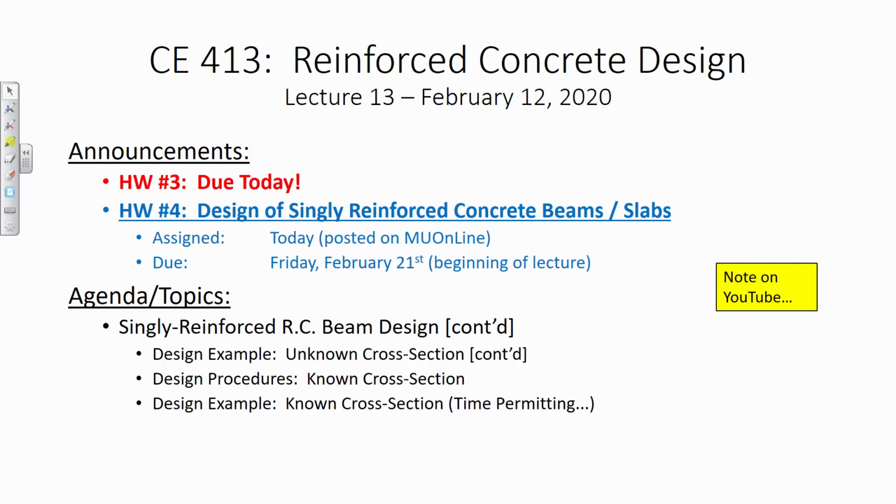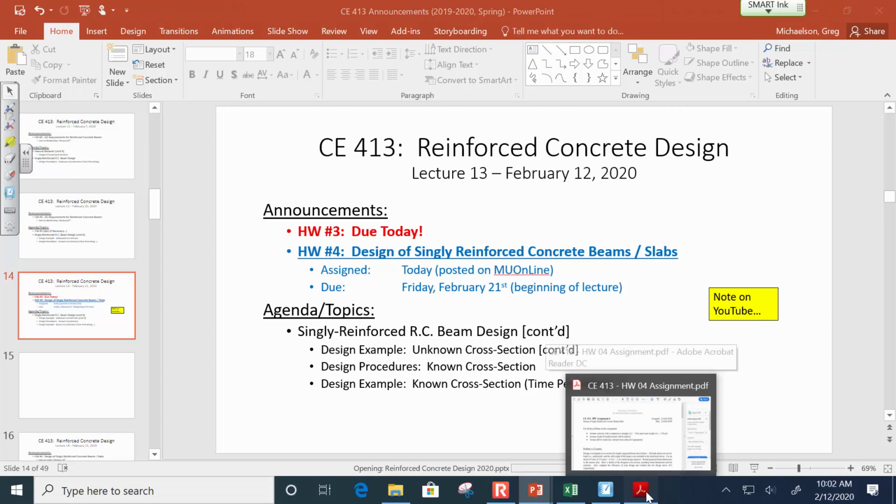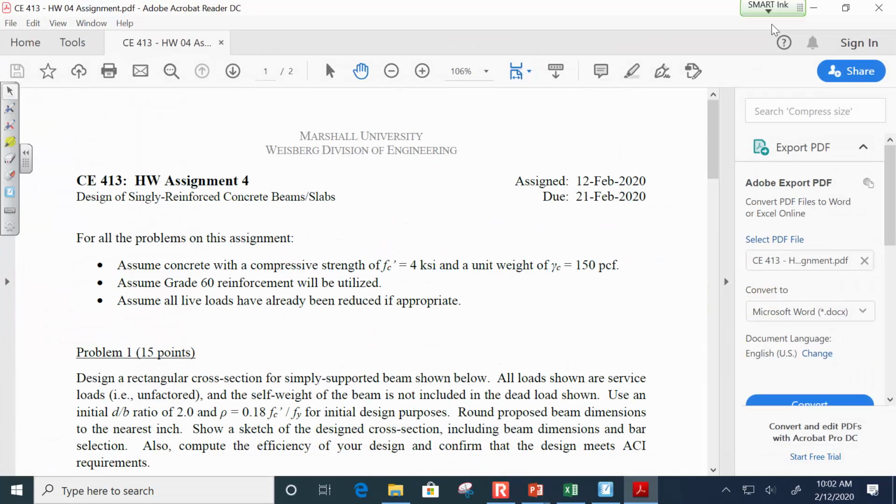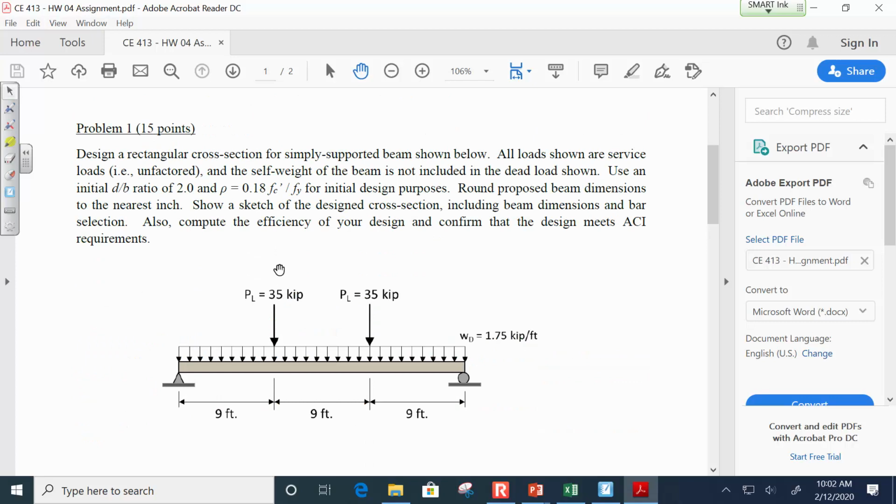Homework 3, you all are turning that in right now. Homework 4 just got posted. Now I want to show you something on homework 4. It has 3 problems. Problem 1 is an unknown cross-section design, and we're going to finish our unknown cross-section problem today, but it has distributed loads and point loads. So you're not going to be able to use WL squared over 8 for these live loads. You can use it for the dead loads, but not for the live loads. Keep that in mind.